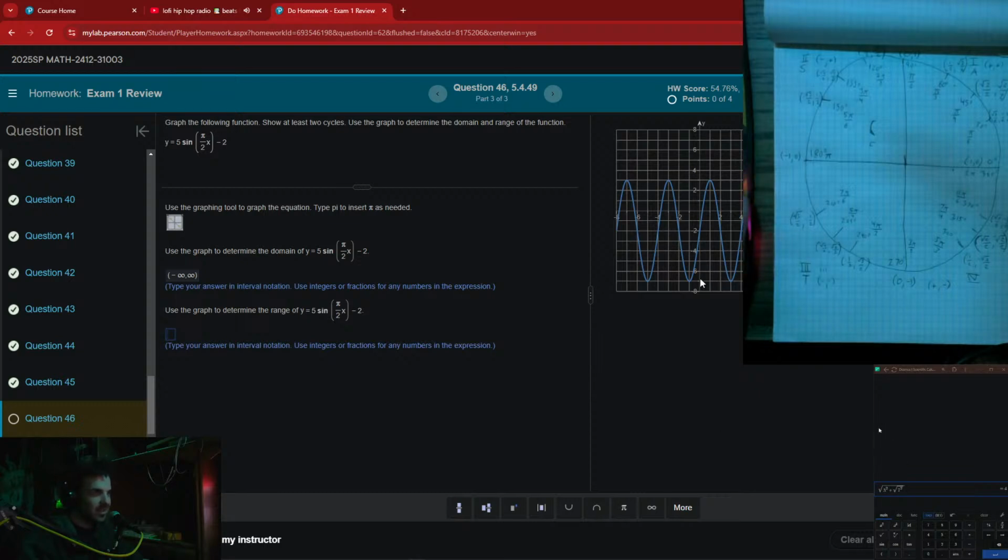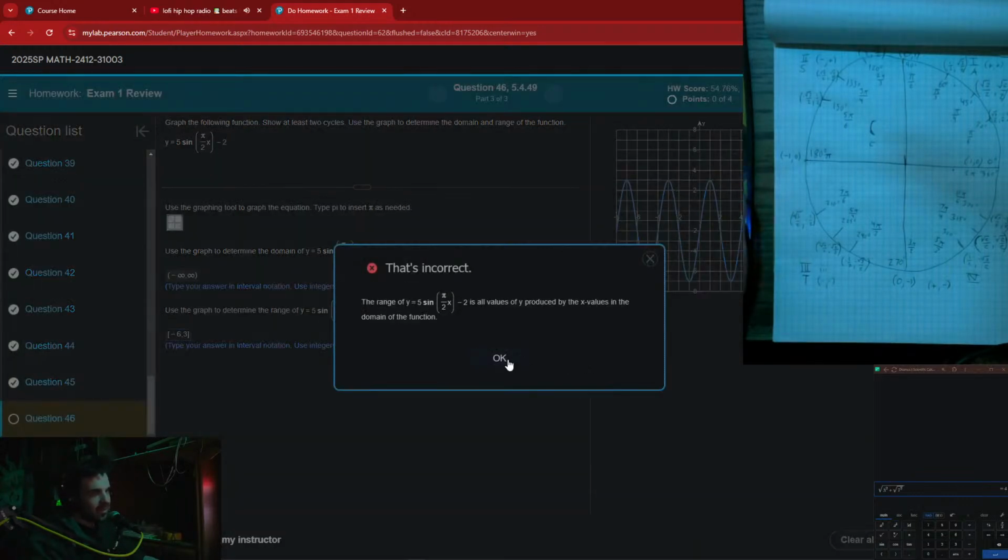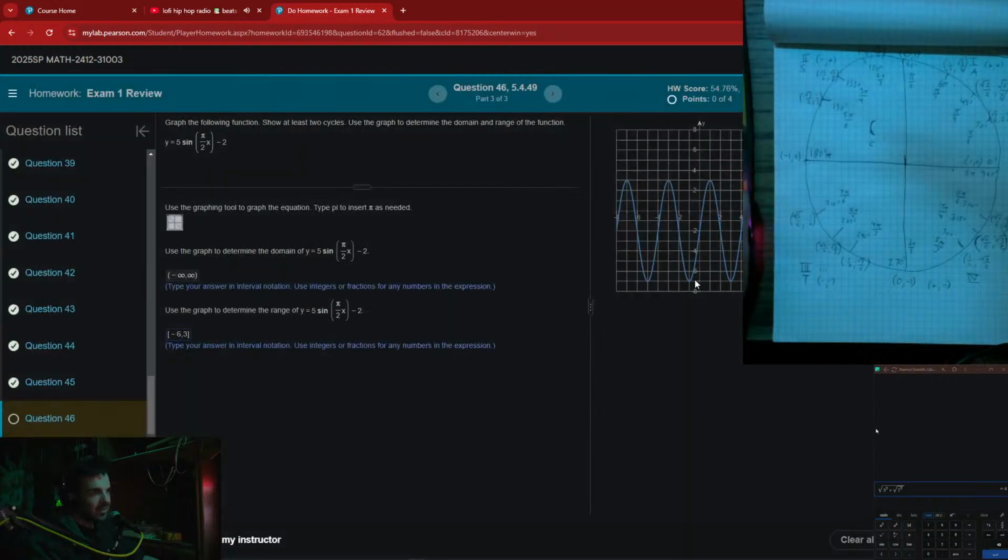Range is -6 to 3. What? Is that not 6? That's 7.